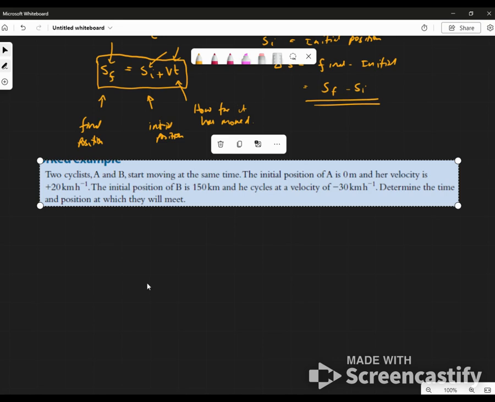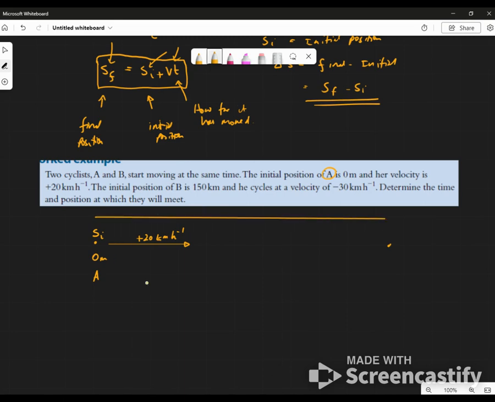So let's have a look at A. This person starts off here, and this is defined as our start point. So this is S_I for person A. And person A is going this way, let's say, at a velocity of 20 kilometers an hour. Person B is here. This distance from the start is 150 kilometers, and this is the starting position for person B. But this person is going at minus 30, which means it's traveling in the opposite direction, minus 30 kilometers an hour.